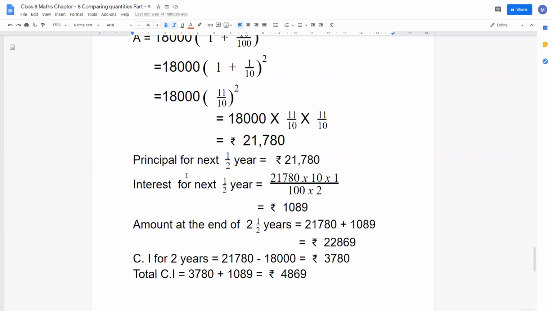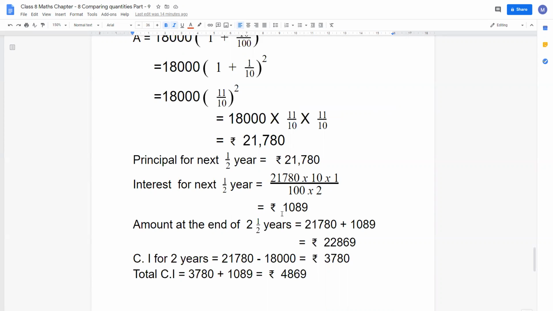This amount becomes the principal for the next half year. So principal for next half year equal to 21,780. Now for this amount again we have to find interest for half year. So interest for the next half year equal to simple interest formula, principal multiplied by rate of interest multiplied by time upon 100. Principal is 21,780 multiplied by rate of interest 10%. Time is half year, so 1 in the numerator, 2 in the denominator, upon 100.